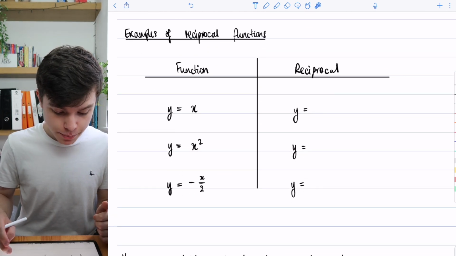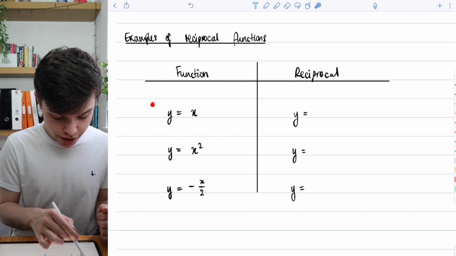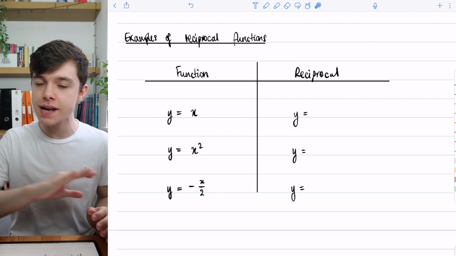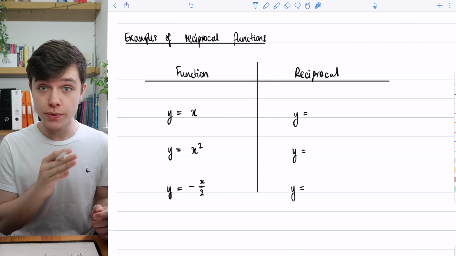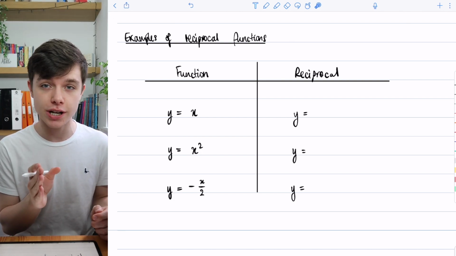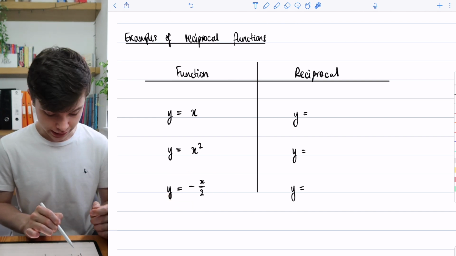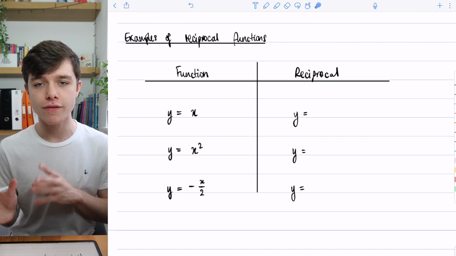Now, what happens if we want to look at functions? So I have three functions here. We've got our general straight line, y is equal to x. It's the straight line through the origin. We've got y is equal to x squared, which is our quadratic, and it has a turning point at the origin. And then here is just a negative straight line, minus x over 2.